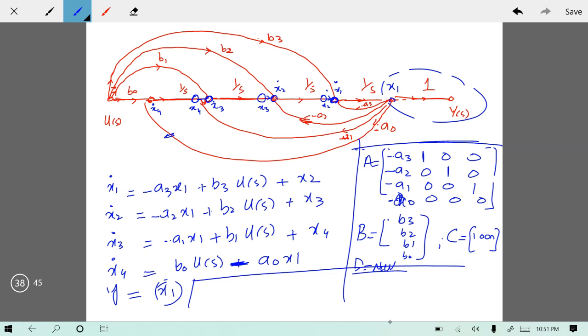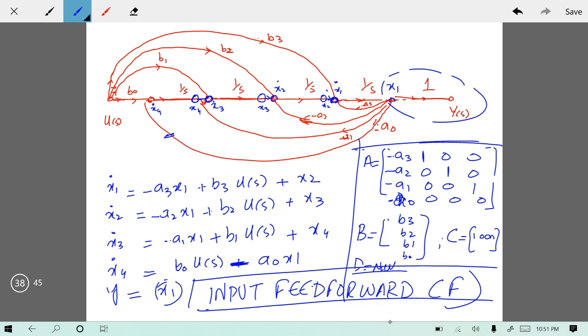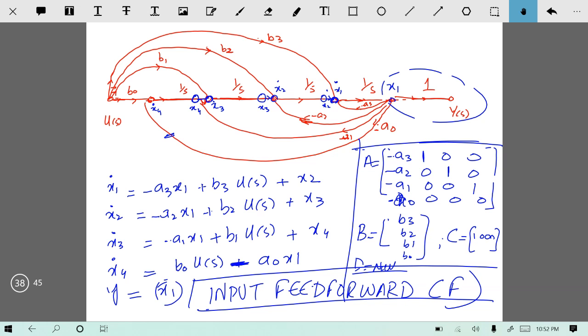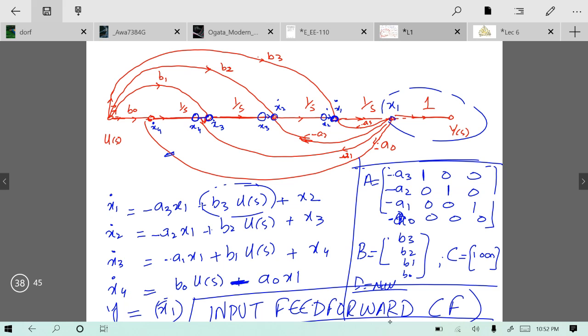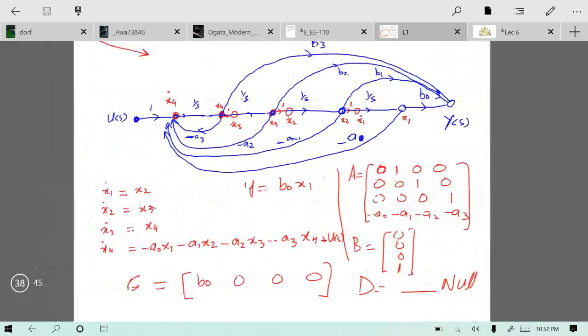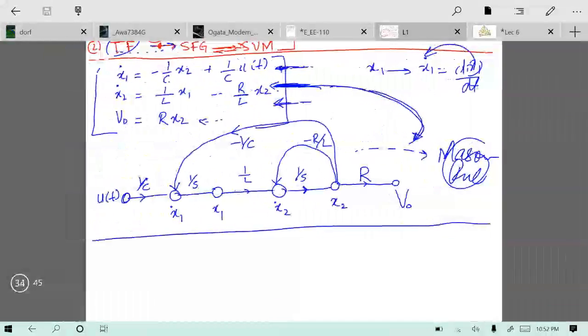And this type of signal flow graph is called input feed forward canonical form, because you can see the input is fed forward. Input feed forward canonical form. The last one was phase variable canonical form. This is input feed forward canonical form. In all equations, you can see the input term. So this form of signal flow graph is called input feed forward canonical form. And these both are phase variable canonical forms.